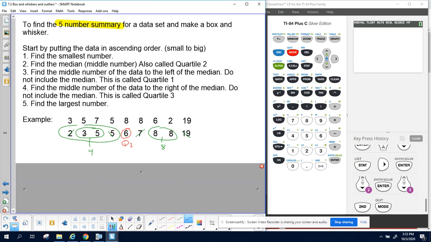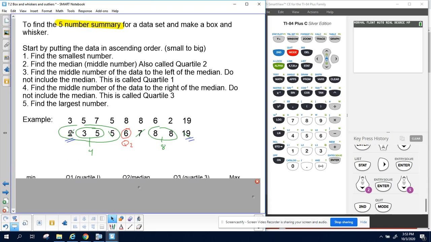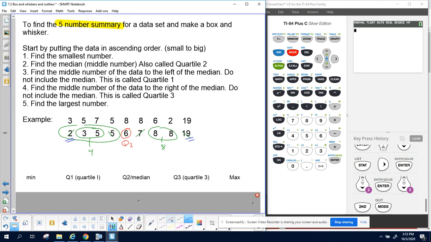So those are 3 of the numbers. The minimum, smallest number is 2. Maximum, biggest number, 19. So the 5-number summary for this set of numbers is 2, 4, 6, 8, and 19. I'm going to organize that information for us down here. Minimum is 2. Quartile 1 is 4, the median is 6, quartile 3 is 8, and the maximum is 19.